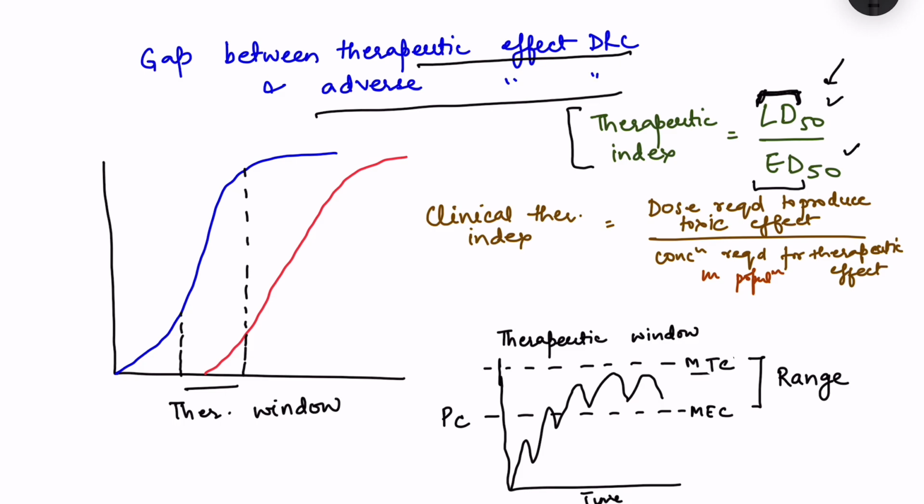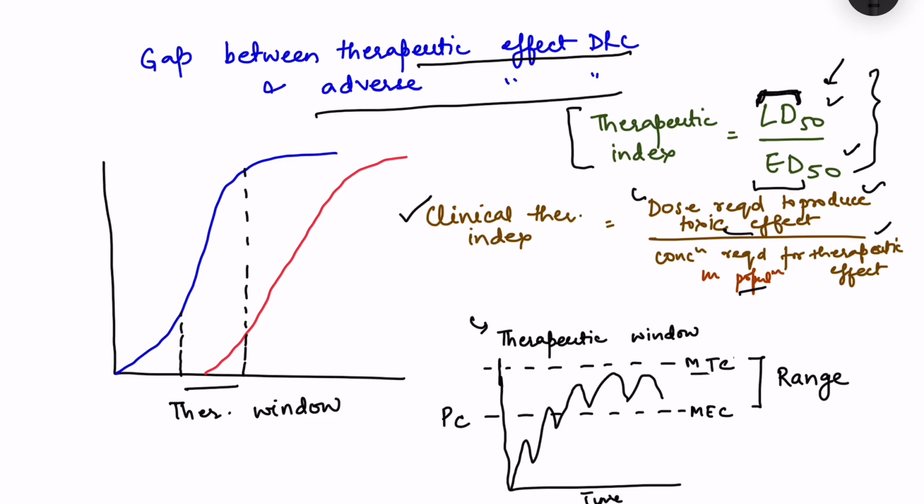But a better therapeutic index, because this therapeutic index is calculated in animal studies only, is the clinical therapeutic index, which is determined by the dose required to produce toxic effect divided by the concentration required to produce therapeutic effect in population. So here we are saying that the dose at which the toxic effect will occur is what we take, divided by the concentration required for therapeutic effect in population, right? Then third is therapeutic window.